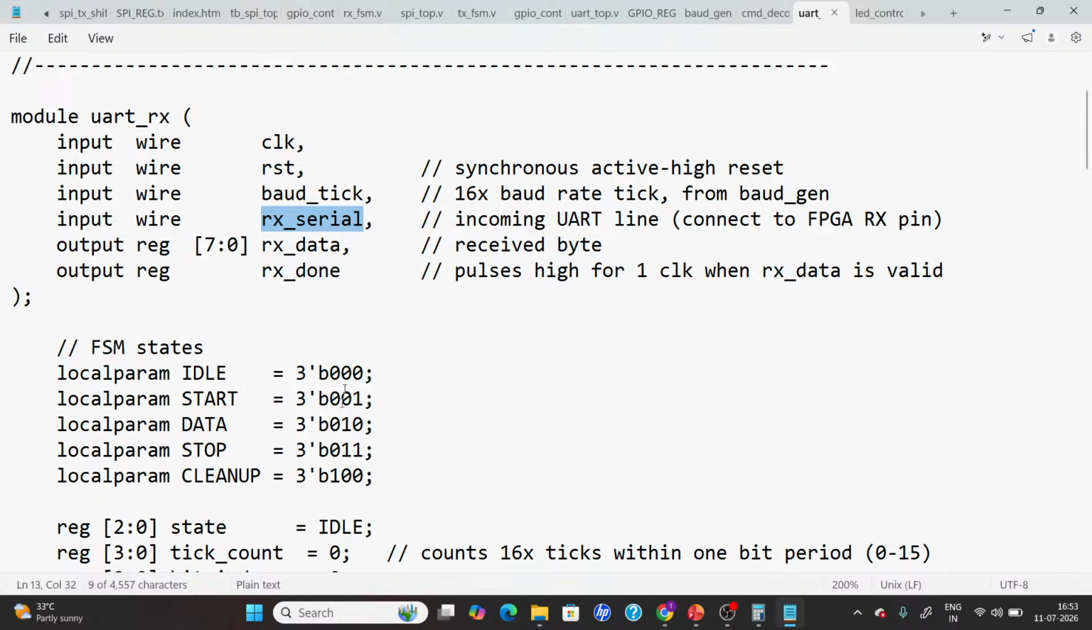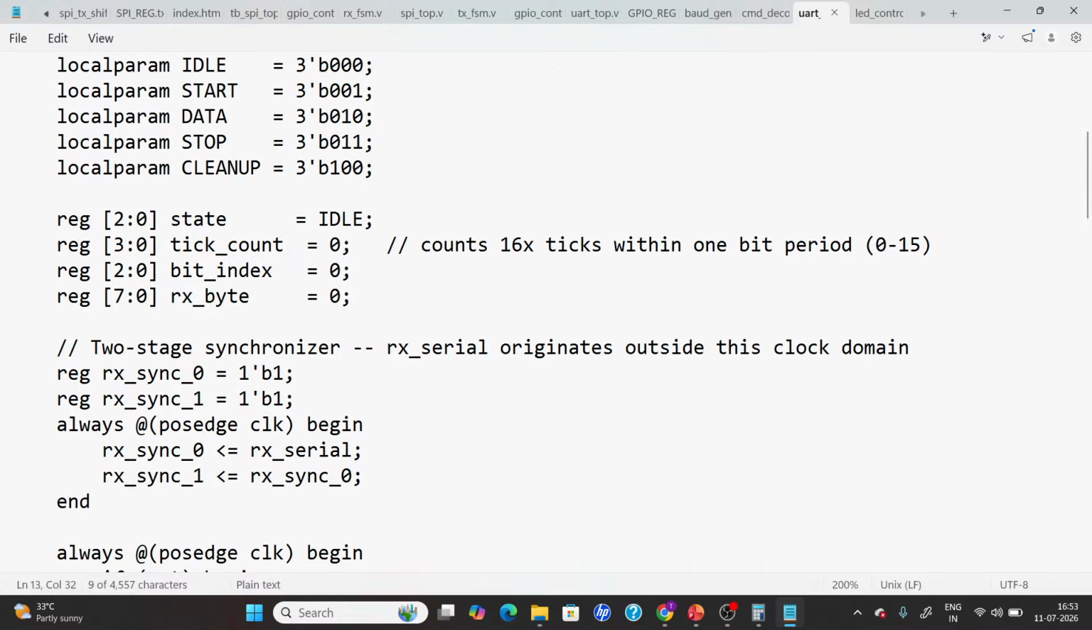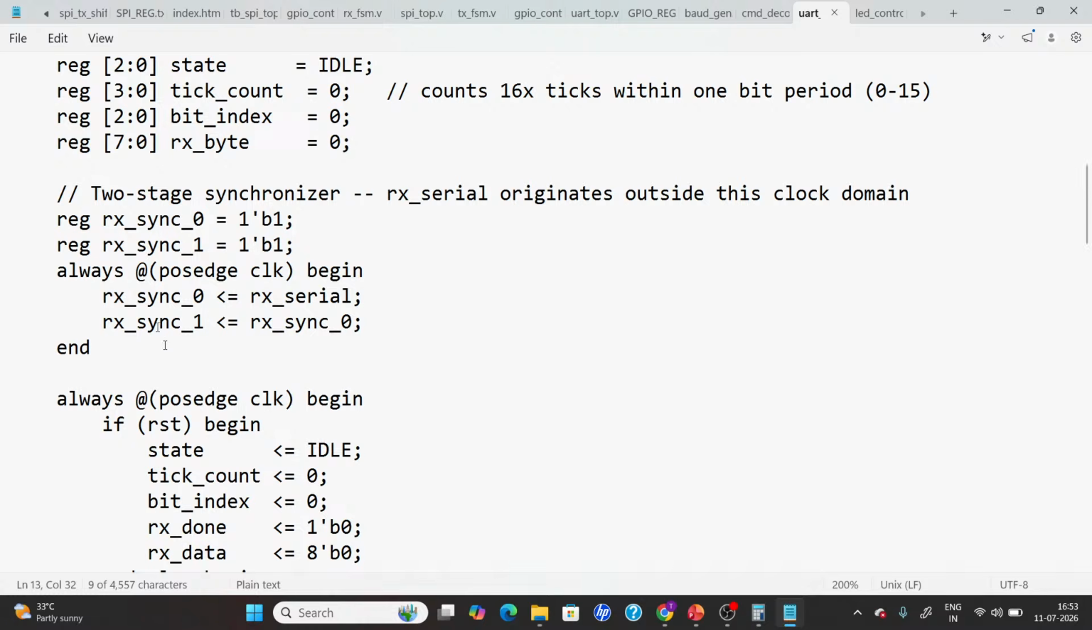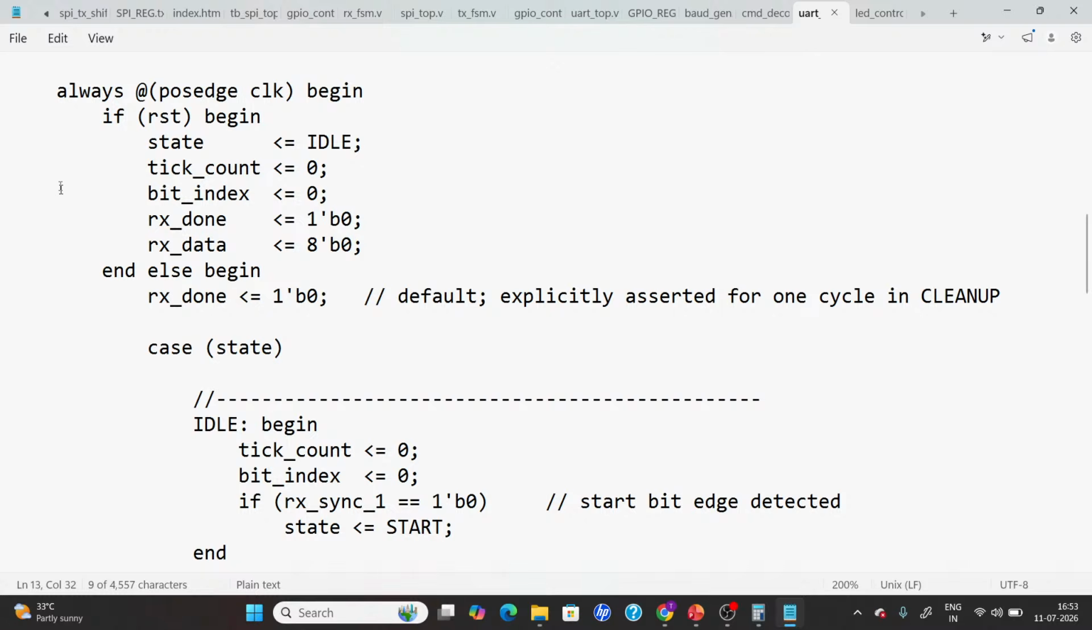Next, I'm going to have different kinds of states: idle, start, data, stop, and cleanup. And I'm going to have different parameters: state, tick_count, bit_index, and Rx_byte. I will let you know what these are. I'm also going to have a two-stage synchronizer. You can use it or skip it, it's not a problem. Generally, all the bits of data are synchronous to the clock anyway in your FPGA, so this is not a required step. So let's see from here.